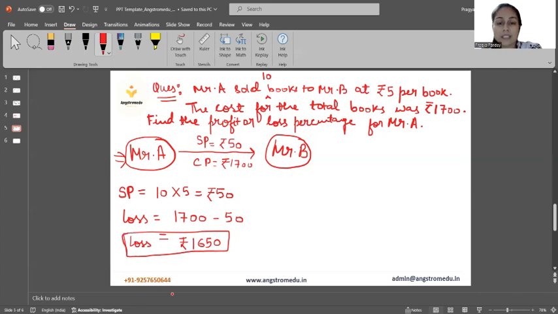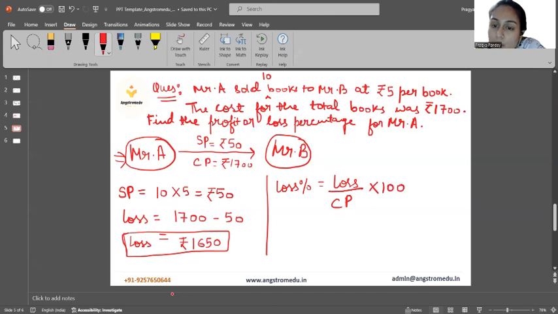Okay, that was 1650. It means he has gone through a loss of 1650 rupees, and we are supposed to calculate the loss percentage over here. So how are we going to find it out? For that, we have one formula: loss percentage will be loss upon CP into 100. We know the cost price, that was 1700, and he sold it at a loss of 1650. So we can write 1650 over here and multiply it by 100.